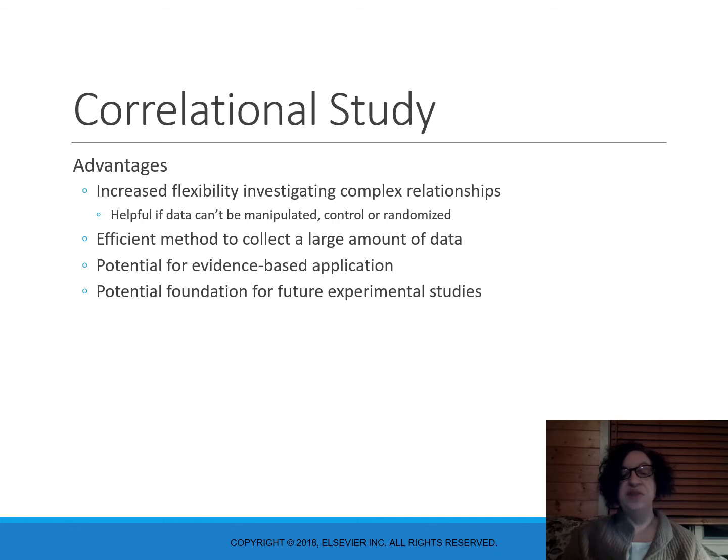There are several advantages that can be seen using the correlational study method. It can give you increased flexibility in investigating complex relationship structures. It's helpful when you're looking at those complex relationships if the data cannot be manipulated, controlled, or randomized. We've talked about that in Chapter 9. We don't want that in our Chapter 10 data. This can be an efficient method to collect a large amount of data and has potential for evidence-based application.